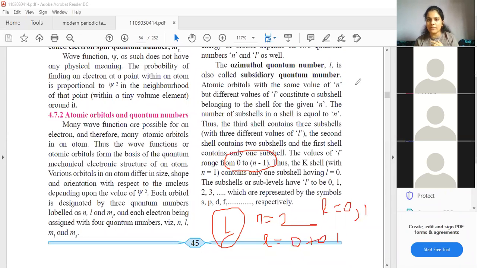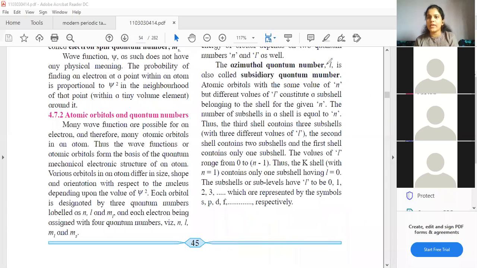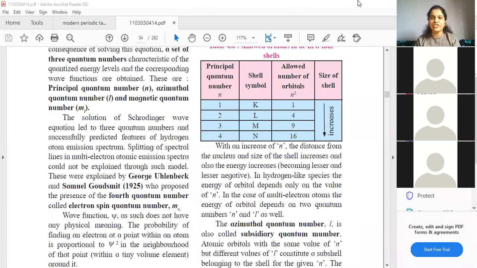The range that you all will get is 0 to 2. So it means 0, comma 1, comma 2. Three values. That is the reason in M shell we have S, P, D. Okay, fine. So your first K shell, how many subshells there are can be determined by the value of the azimuthal quantum number, or l value.